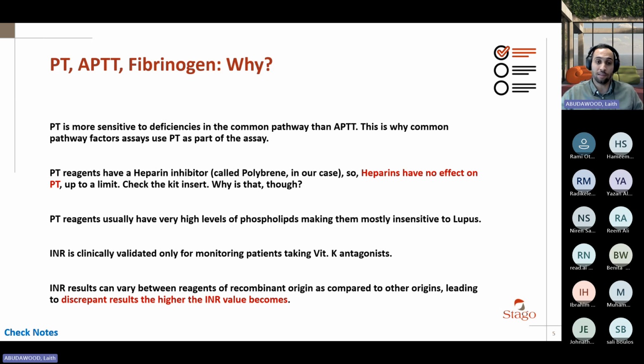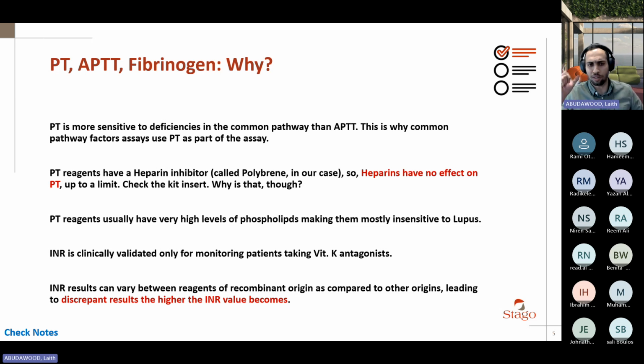But if heparin has an effect on PT, then you will not be able to monitor the effect of warfarin at the same time. So we really need heparin inhibitors. We really need heparin inhibitors for PT reagents because otherwise we cannot really quantify the effect of warfarin on patients when they start taking INR.